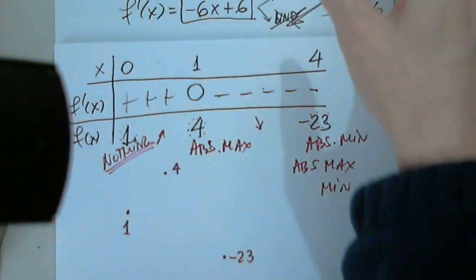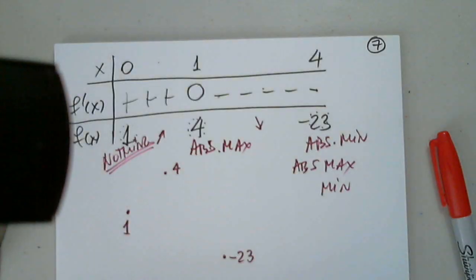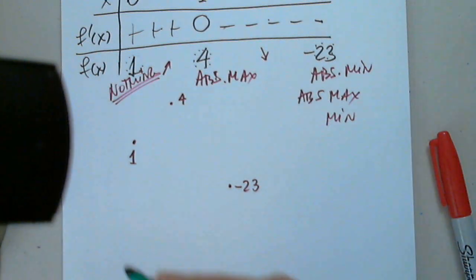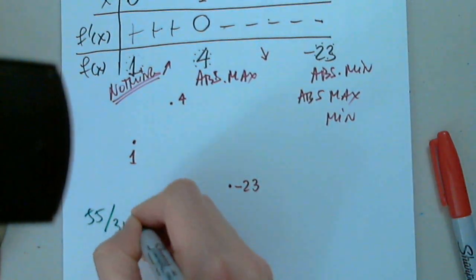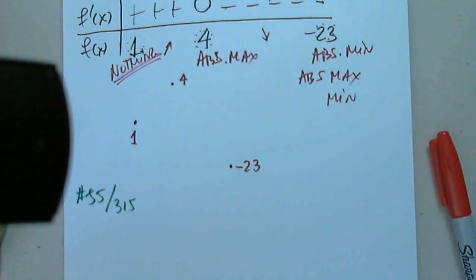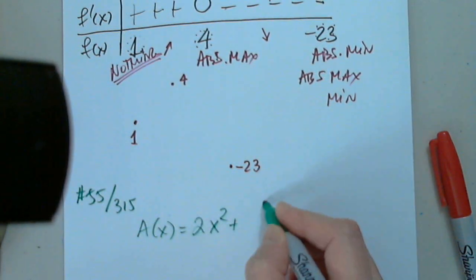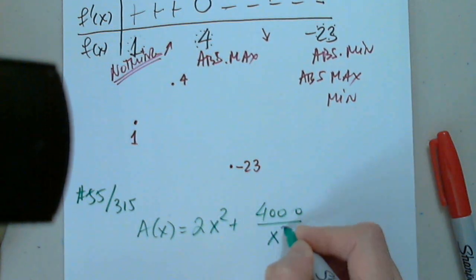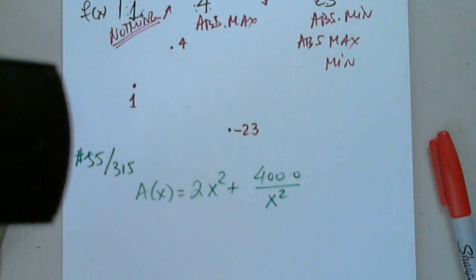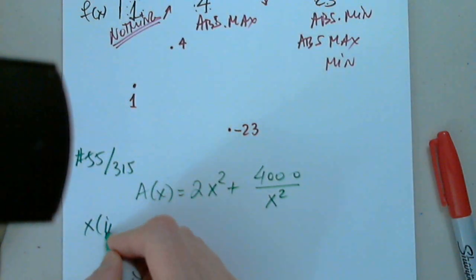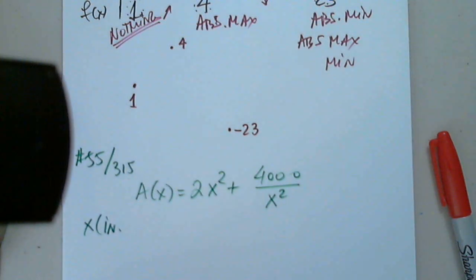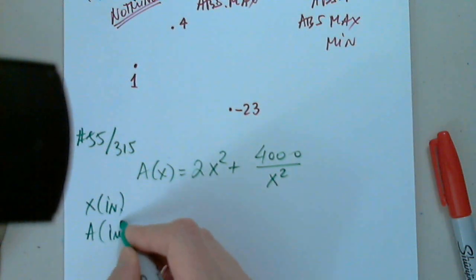Okay, so ideal dimensions. The amount of material used to construct a certain box: A(x) = 2x squared plus 4,000 over x squared, where x is the length of one side of the square base of the box in inches. So x in inches. And A is the amount of material used, of course, in square inches. Good.